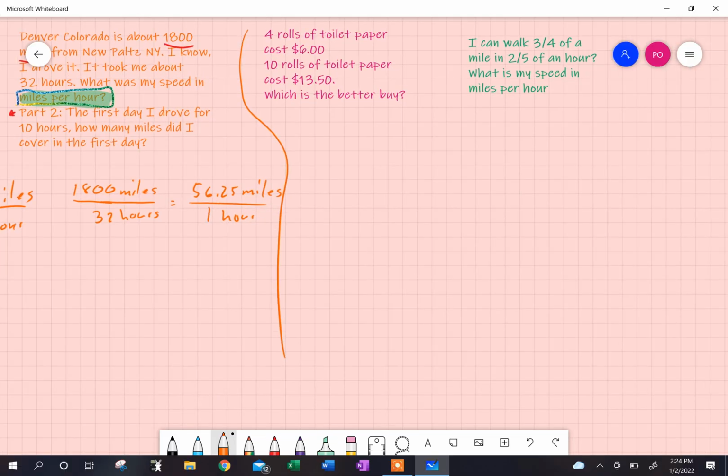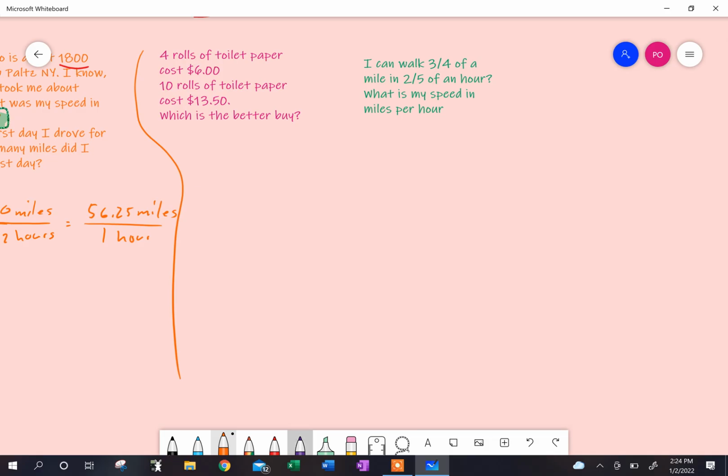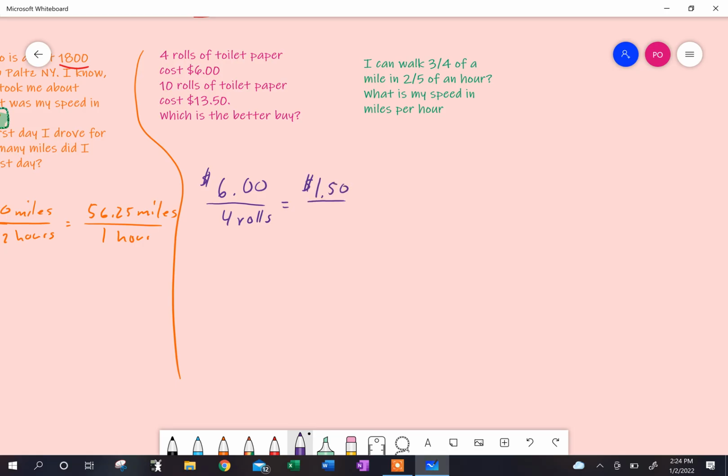All right, part 2. Now this is where it's actually quite useful. It says 4 rolls of toilet paper cost $6. 10 rolls of toilet paper cost $13.50. Which is a better buy? So if I'm going to spend $6 for 4 rolls, what is the unit rate here? So if I just divide 6 divided by 4, I'm going to realize I get $1.50 for each roll.